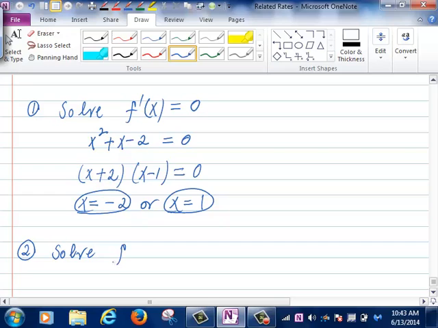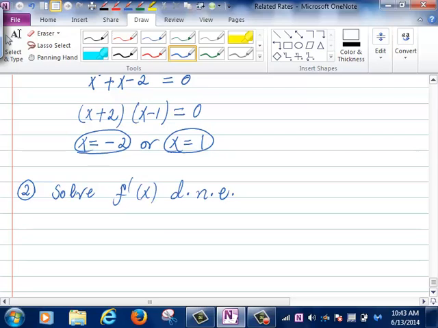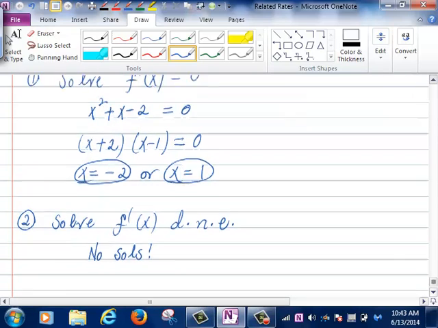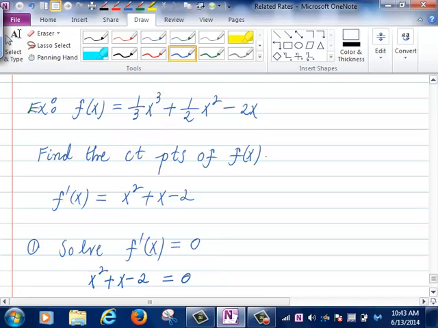Solve for values of x for which f prime of x does not exist. So what did I get in this case? No solution, right? Why? Well, the function that I have is a polynomial function, and the derivative exists everywhere, right? For any value of x, the derivative exists, so I don't have anything there.